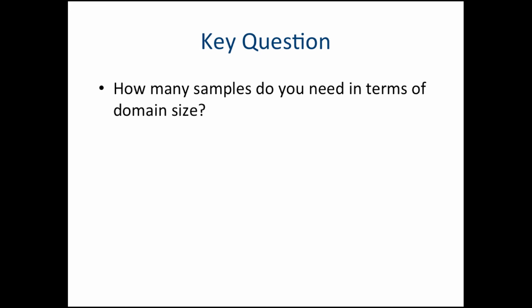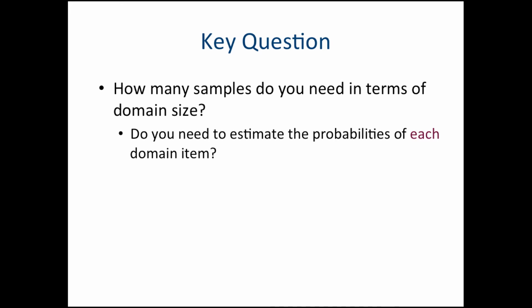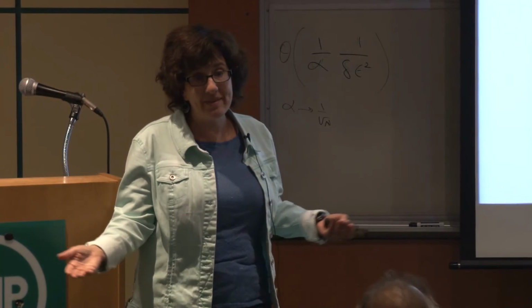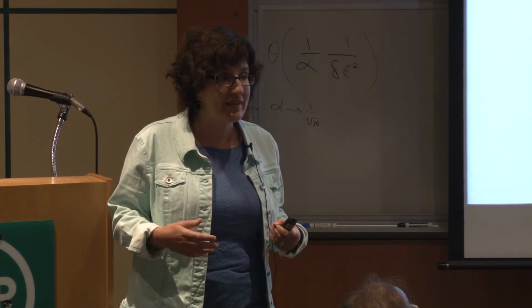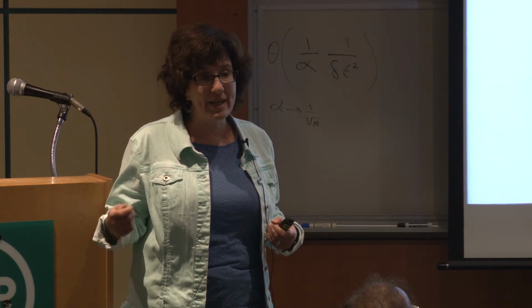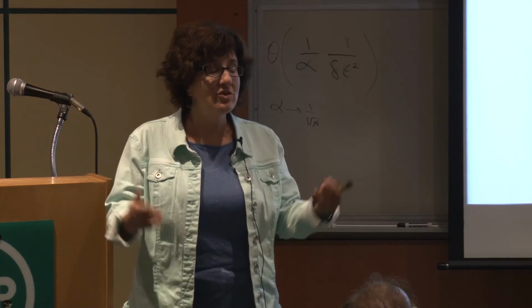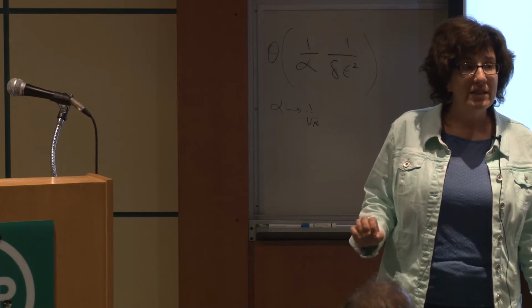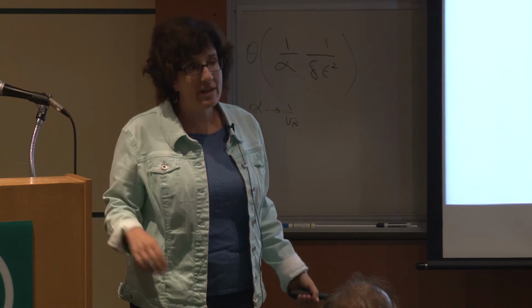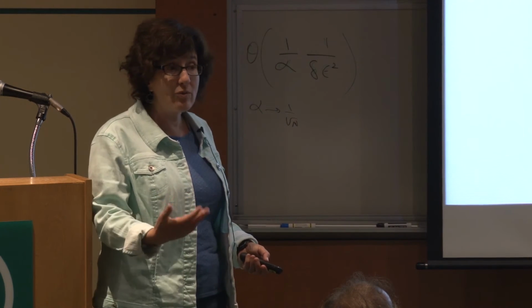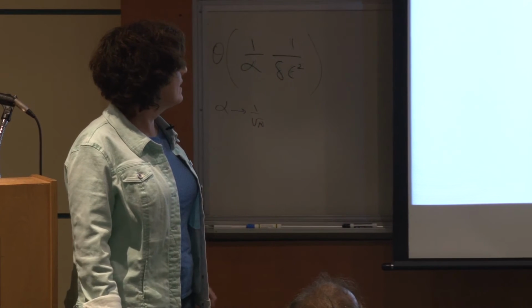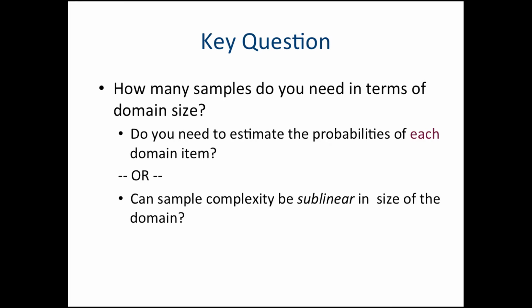The main issue is, do you need to estimate the probability of each domain element? There's a famous plug-in estimate, which essentially says you estimate the probability of each domain element, and then from your estimate of the distribution, you decide what properties it has or what sort of distribution it is. And our question in the TCS community is, do you need linear in the domain size many samples? Do you need to actually estimate every domain element? Or can you do something faster if what you want is a weaker guarantee? Okay, so the question is, can the sample complexity be sublinear in the size of the domain?